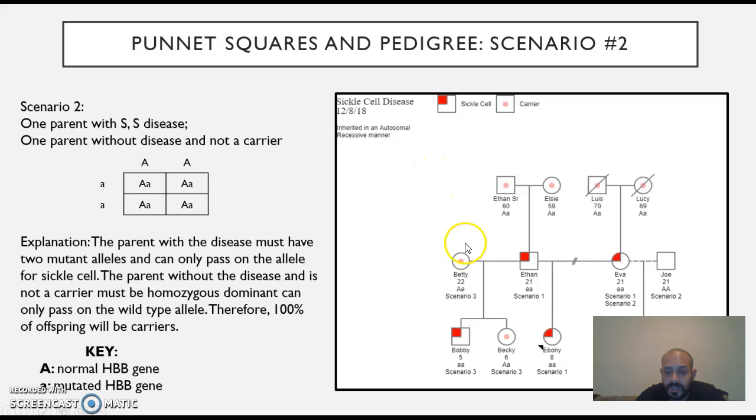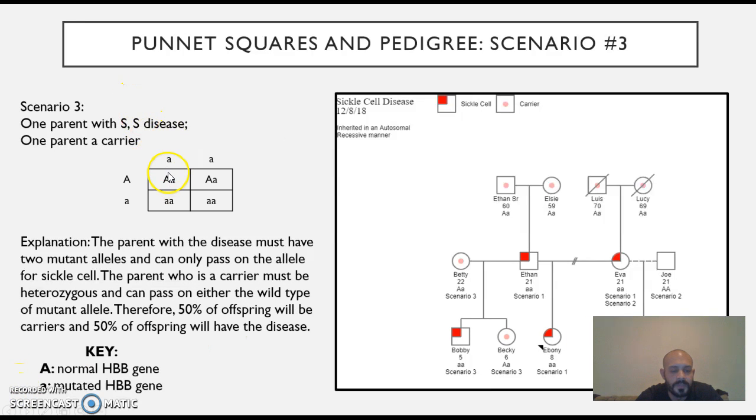If we look at the pedigree here, to the right, we see Ava and Joe. Ava has sickle cell disease, 2 mutant alleles. Joe does not. So there's a 100% chance that their daughter, Jenny, is only going to be a carrier, and they're not going to have sickle cell disease.